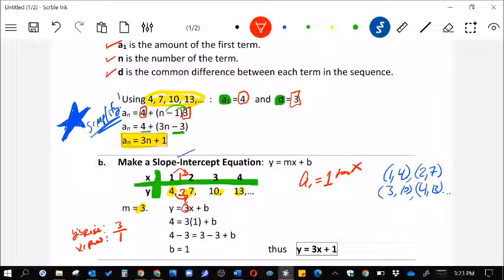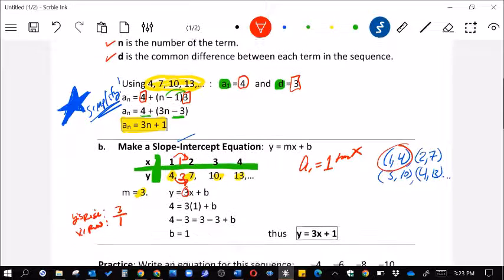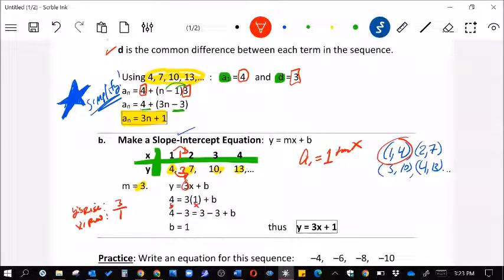We take any one of the points, I'll use the smallest numbers, the easier ones, and put them in for x and y, and then subtract 3 from both sides, and b is 1. So that means the y-intercept, there's b, and there's m. y equals 3 times x plus 1. I'll make that a more clear m. This one's pretty clear as a b.